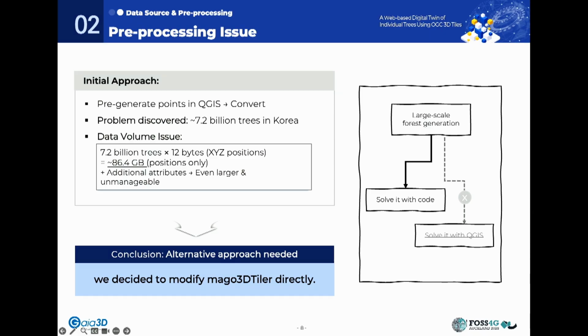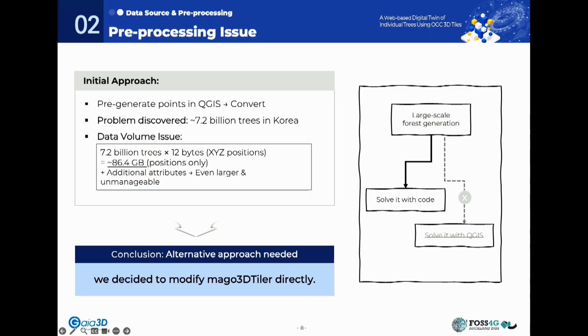At first, we tried a simple method without changing any code. We tried generating points in QGIS and then converting them. But soon we found a serious problem. South Korea has about 7.2 billion trees, an extremely large number.